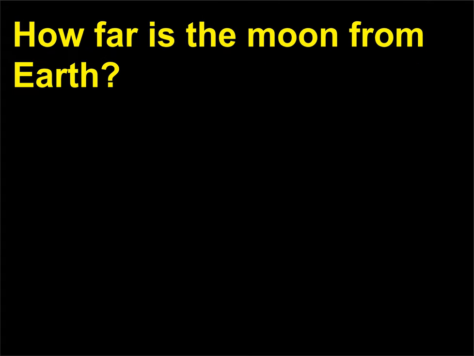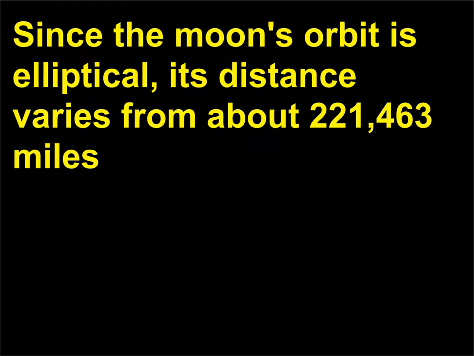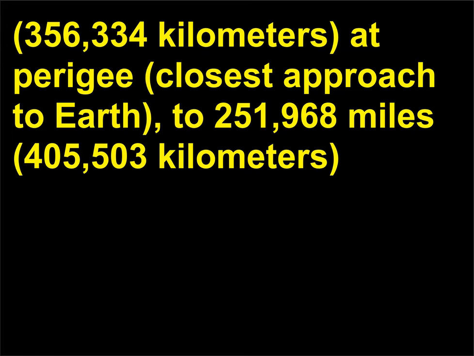How far is the moon from Earth? Since the moon's orbit is elliptical, its distance varies from about 221,463 miles, 356,334 kilometers, at perigee, closest approach to Earth, to 251,968 miles, 405,503 kilometers.